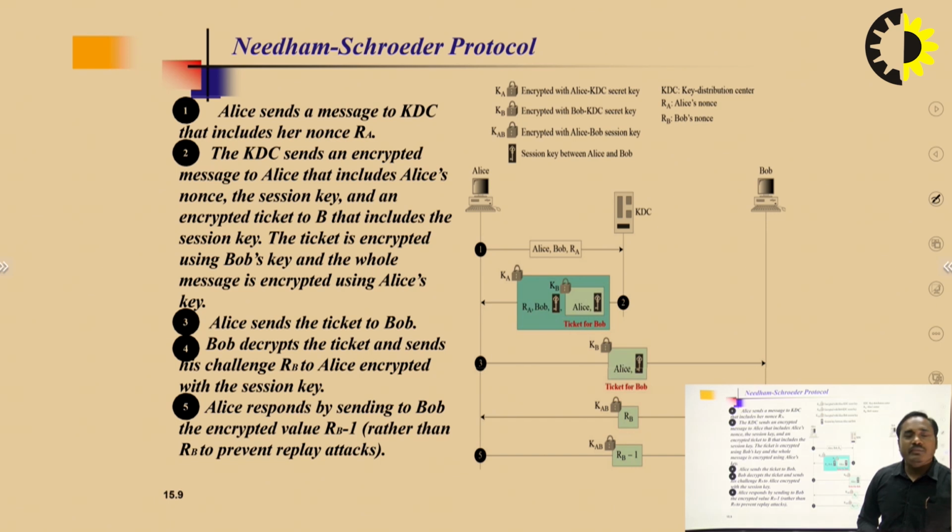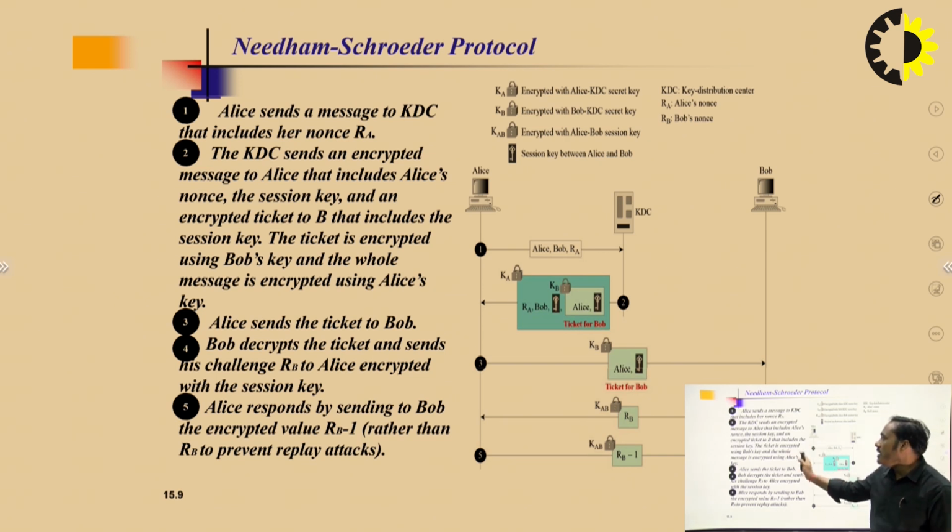Now next is a very important topic in cryptography and network security, the Needham Schroeder protocol. The Needham Schroeder protocol is more similar to the simple protocol, in which we are using one different key, that is nonce, that is RA. So Alice sends a message to KDC that includes her nonce, RA. RA is a temporary key which is used by the Needham Schroeder protocol. The KDC sends an encrypted message to Alice that includes Alice's nonce, session key and an encrypted ticket to Bob that includes the session key.